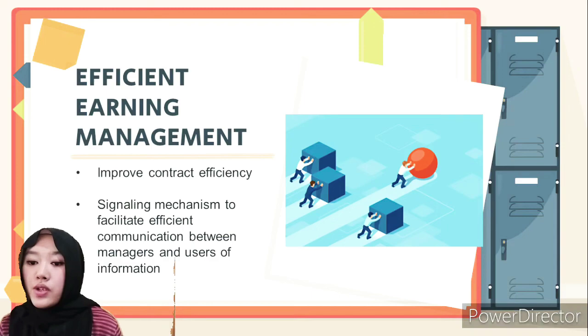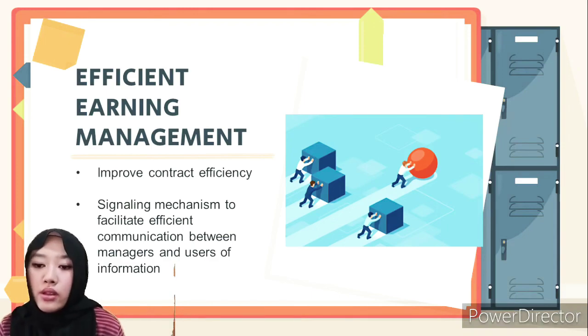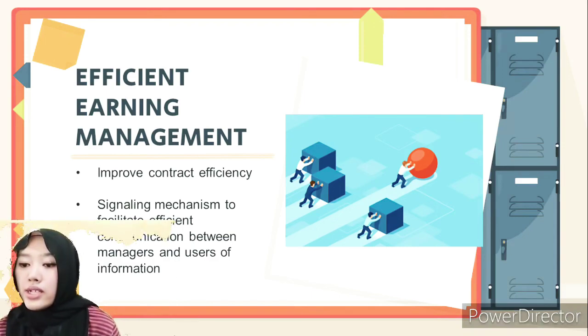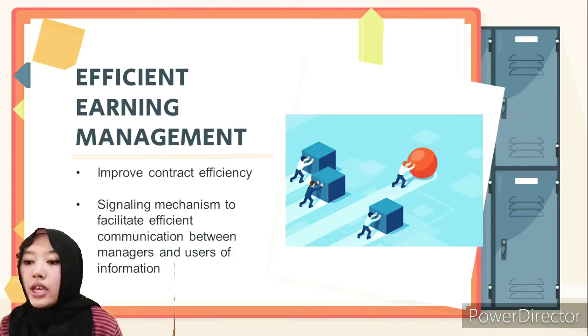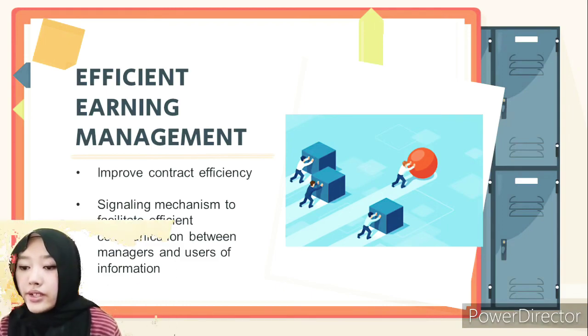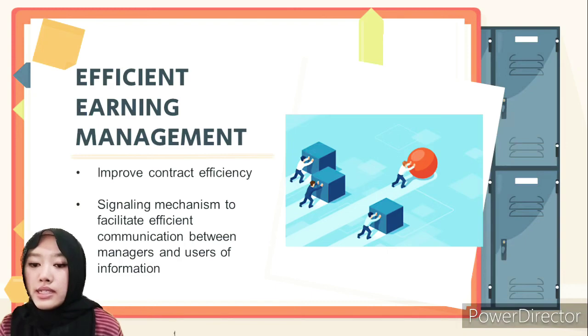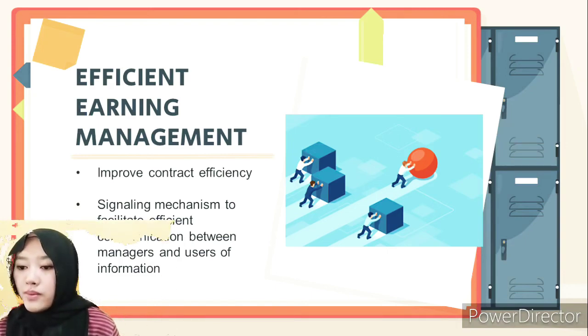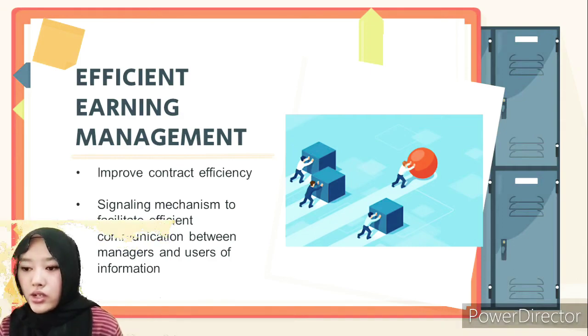In his book, Scott in 2015 notes that efficient contracts assume that earning management can be used to facilitate internal control and decision making. Efficient contracts that can be facilitated include the monitoring process of the manager, limiting the manager's opportunistic behavior, minimizing taxes that must be paid by the company, reducing the cost of debt contracts, and minimizing the contract costs.